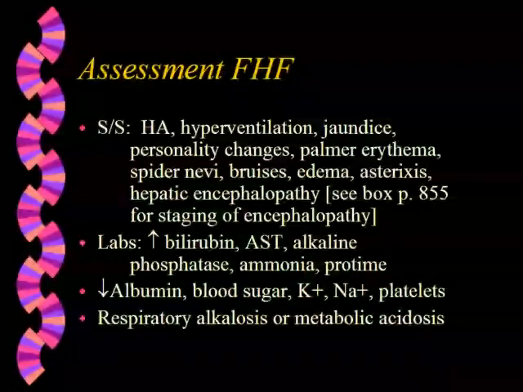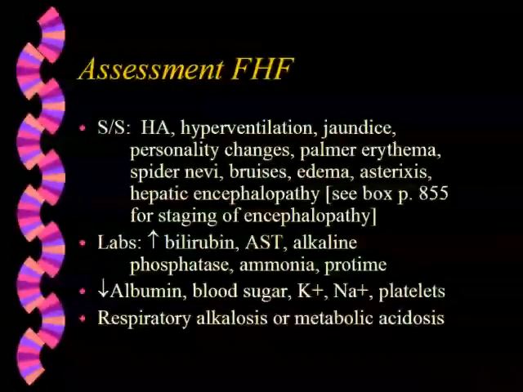They'll have an elevated bilirubin, AST, alkaline phosphatase, ammonia, and protime. The protime will be around 40 to 80 seconds greater than the controls. They'll have low albumin, low blood sugar, potassium, sodium, platelet count. Their platelet count may drop down below 80,000, and respiratory alkalosis or metabolic acidosis.